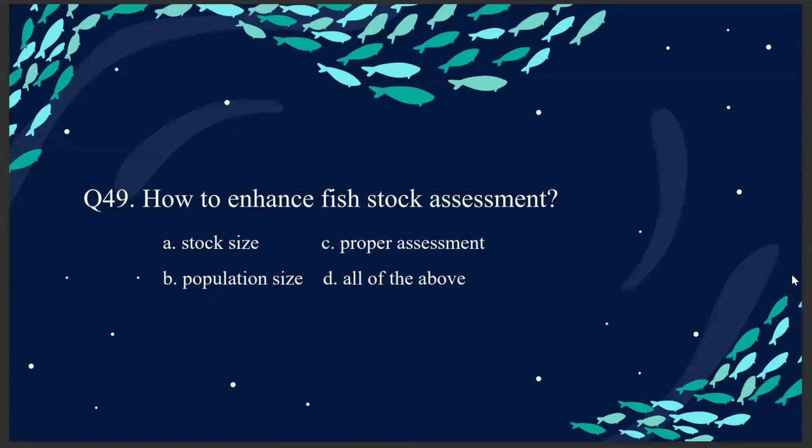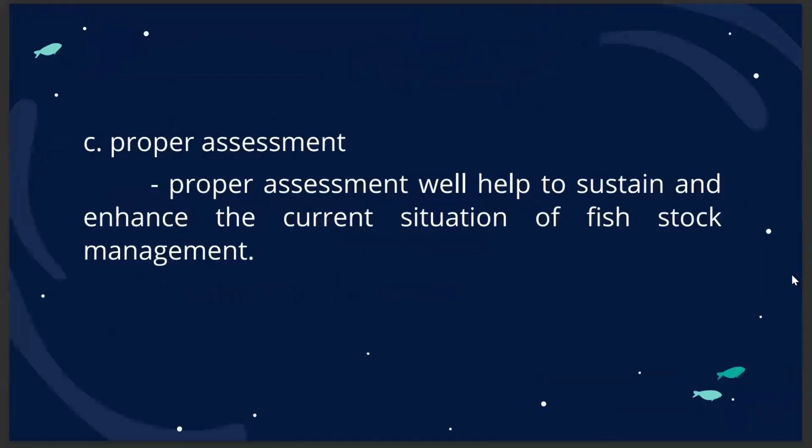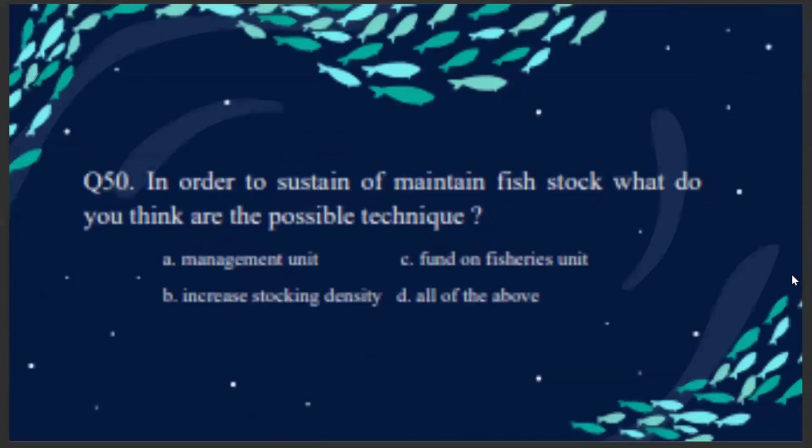Question number 49. How do we enhance fish stock assessment? A. Stock size, B. Population size, C. Proper assessment, or D. All of them. The answer is C. Proper assessment. Proper assessment will help to sustain and enhance the current situation of fish stock management.